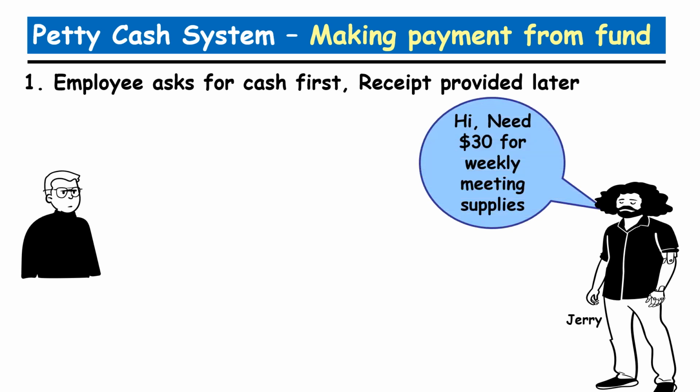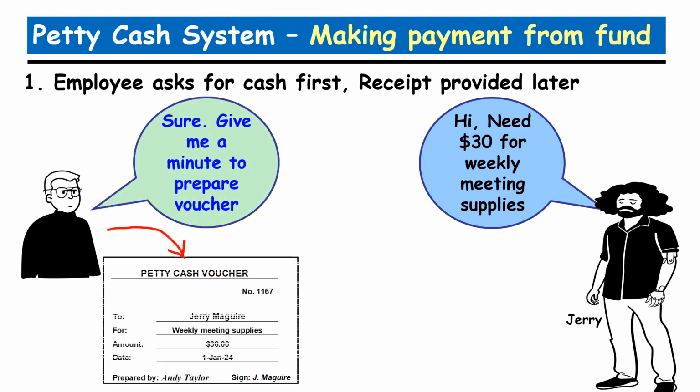Now, the cashier will have to give him the $30, but first the cashier needs to make sure that the amount that he needs is approved. So he needs to check some sort of authorization from Jerry's supervisor that yes, this $30 needs to be spent for weekly supplies. So once the petty cashier confirms that, he prepares a voucher.